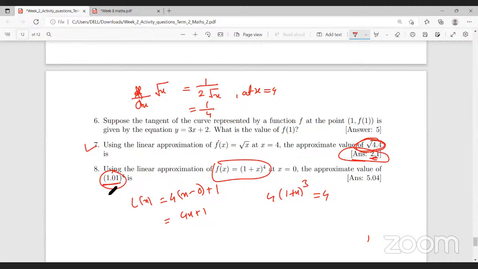Sir, in one of the on-demand sessions, Shrikant sir said that we have to take x equal to 0.01. Yes, because if you take the fourth power also, it will not reach 5, right? Anyway, it will not reach 5. This is not correct. You have to put 0.01 only. So if you put 0.01, then 4 times 0.01 plus 1 will be 1.04 only, right?